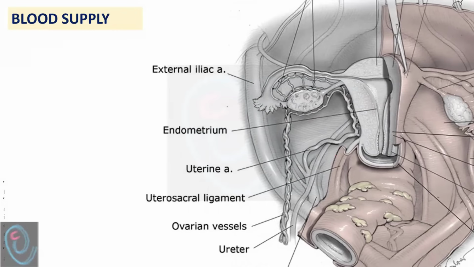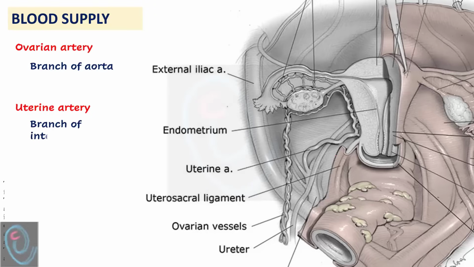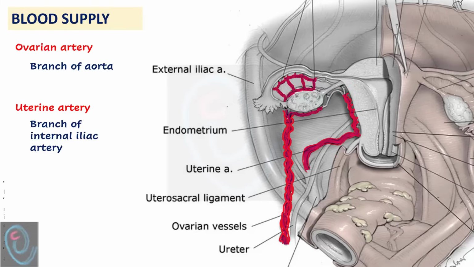Regarding blood supply, the ovaries receive double blood supply from the ovarian artery and uterine artery. The ovarian artery arises directly from the abdominal aorta and travels in the infundibulopelvic ligaments and supplies the ovaries and fallopian tubes. The uterine artery is a branch of the internal iliac artery and bifurcates into the tubo-ovarian artery. The tubo-ovarian branch anastomoses with the ovarian artery.